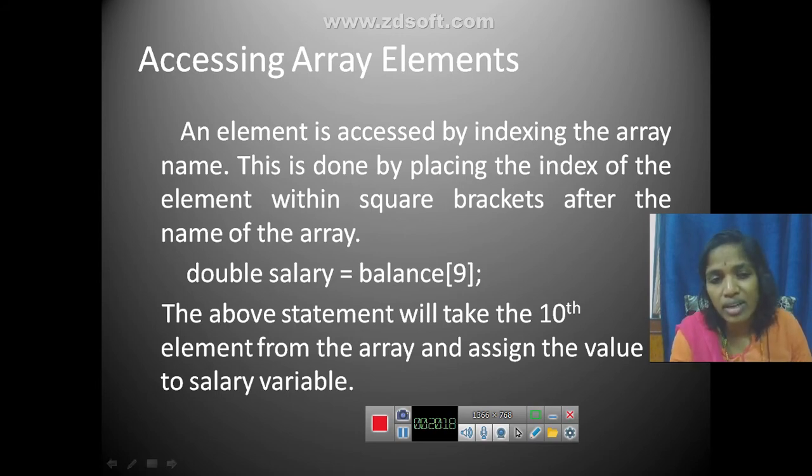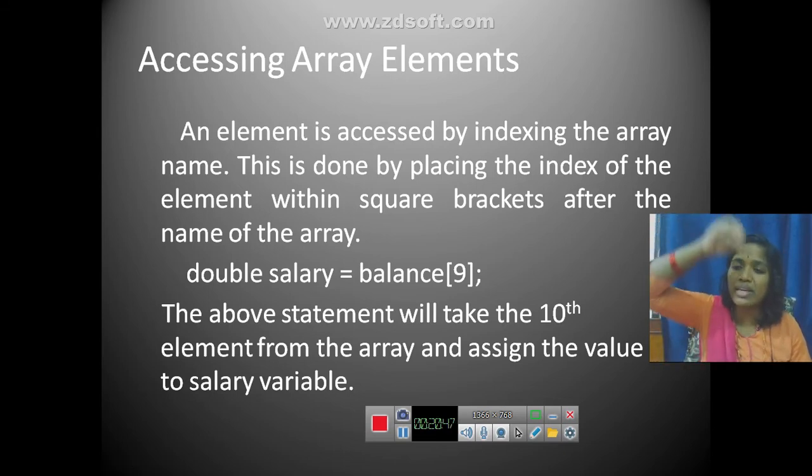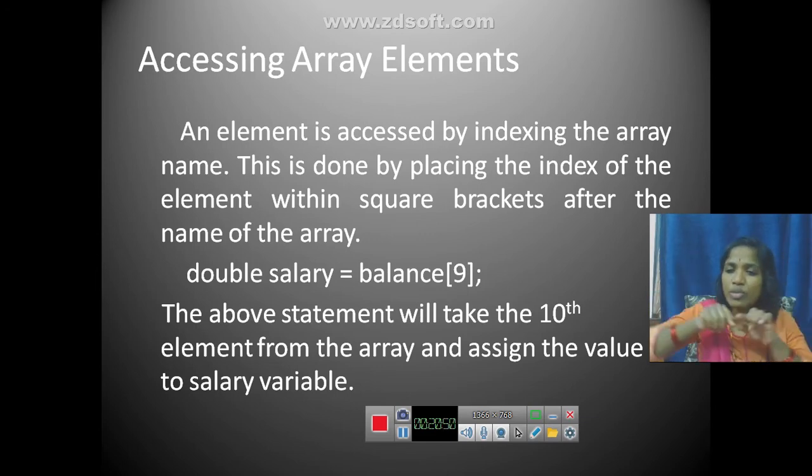You can see directly here, double salary. This salary is of type double. From where you can get it? balance[9]. So you can get the 10th value into salary. You can access the 10th value by making use of balance[9]. The above statement will take the 10th element from the array and assign the value to the salary variable. So you can access any element by making use of the array name followed by square brackets.